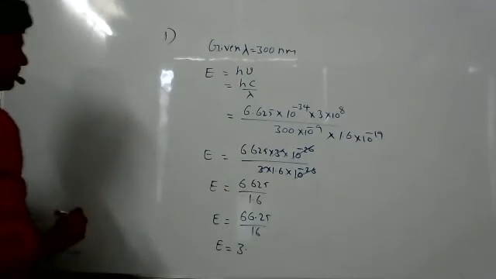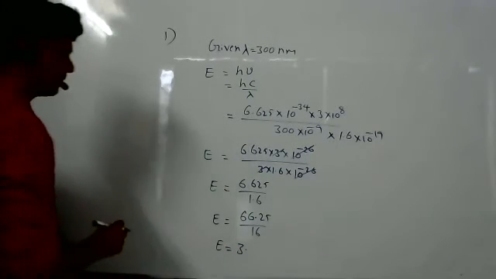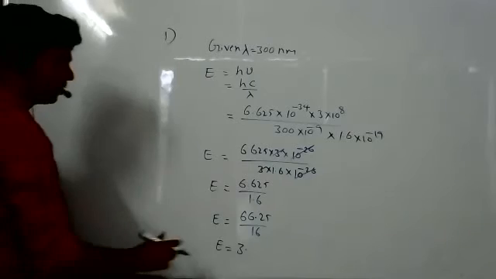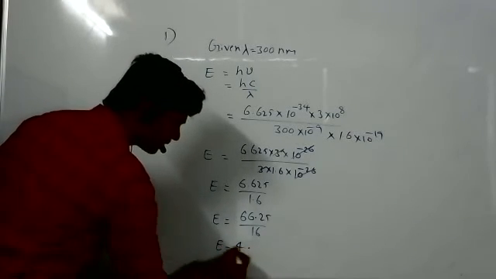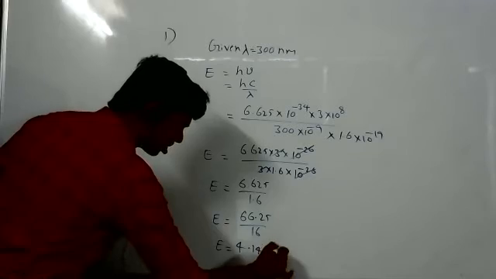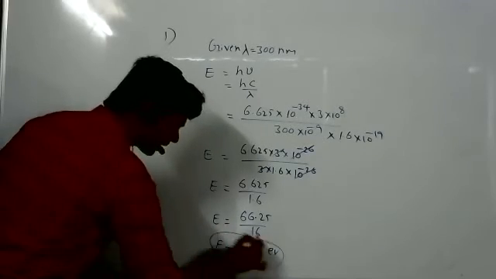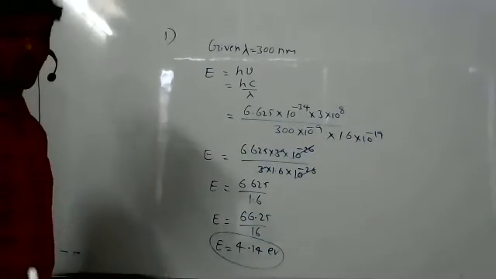3 point... no, 4 point... 4.1, 4.14. Okay, this is in electron volt. You are giving this much amount of energy, 4.14 electron volt.